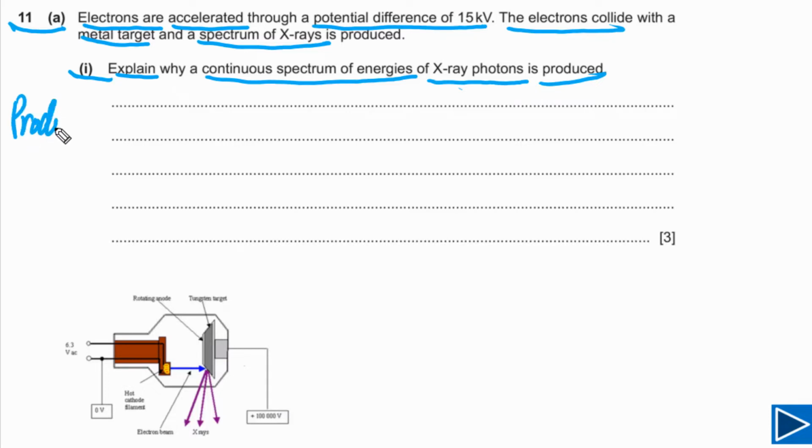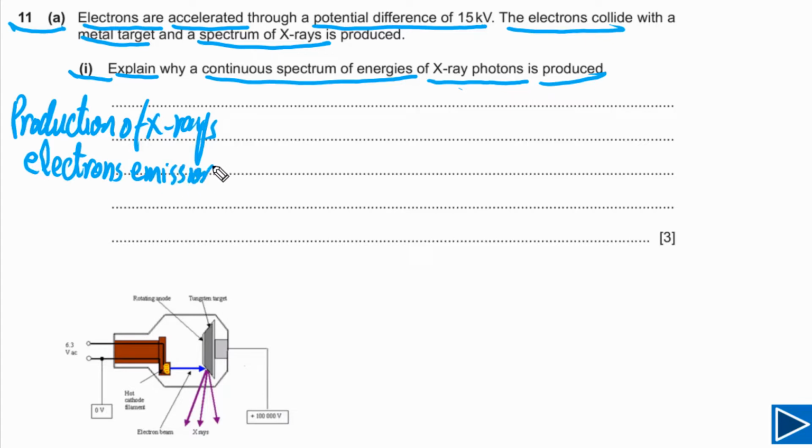So I will write on here how X-rays are produced. Production of X-rays. In order to produce X-rays, first of all, we need to emit electrons. So the first step is electrons emission. We need electrons. And these electrons are emitted by thermionic emission.